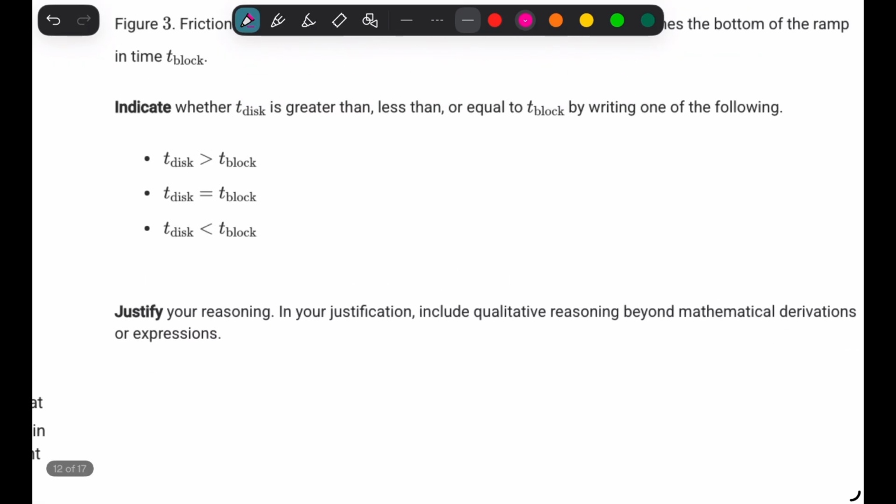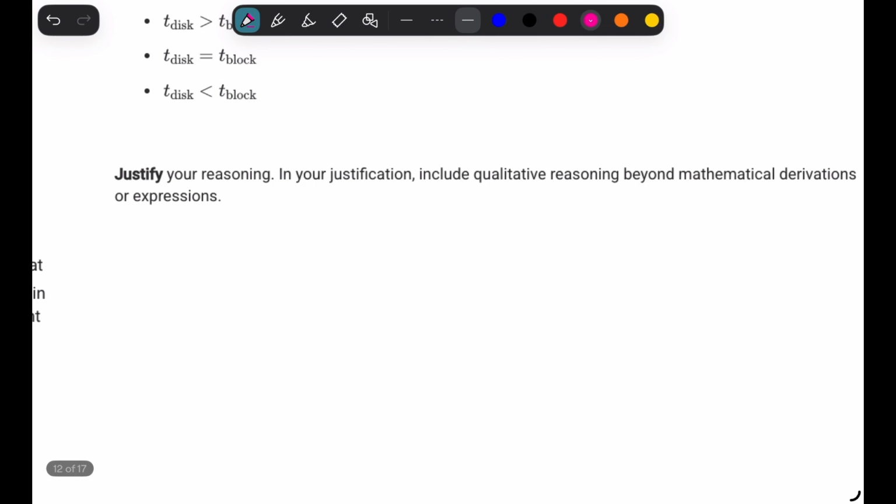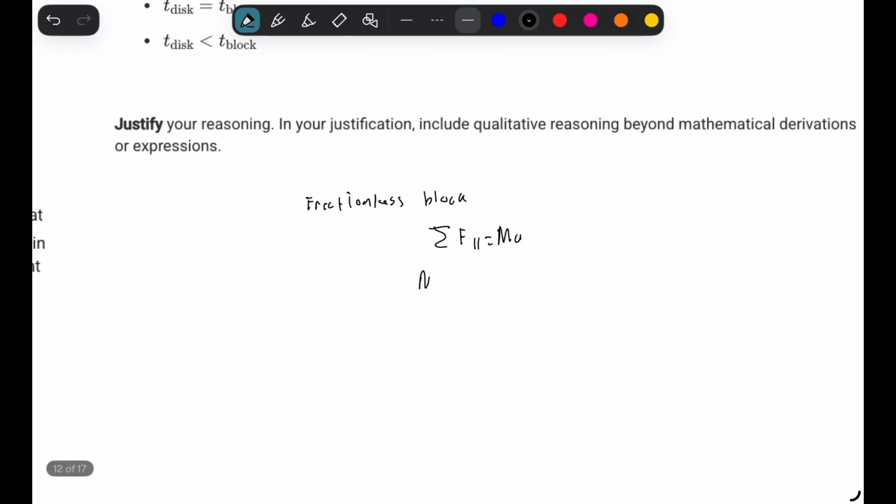So we have to remember that when we have a frictionless block, we have our summation of forces parallel to the incline is equal to ma. So we have our mg sine theta, which is parallel, right? And then the m, and then the acceleration of specifically the block. And then the acceleration of the block, if you isolate that, is equal to g sine of theta. Again, you can see that m cancels out.